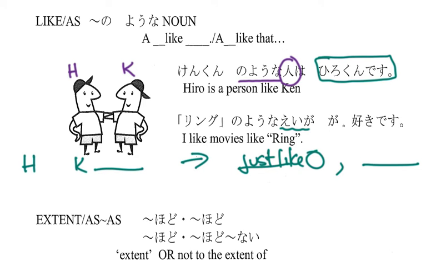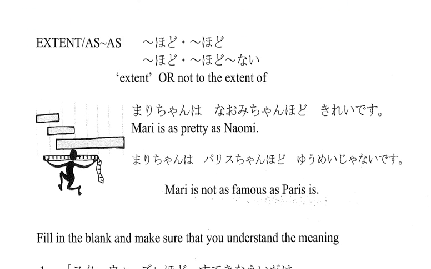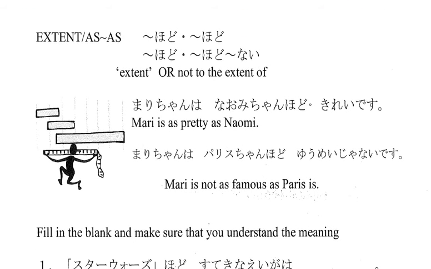Ring no yo na eiga ga daisuki desu, or ga suki desu. So no yo na, a thing like someone else. The other one that we have seen before is when we talked about hodo. And hodo was something to the extent, and we saw it when we were doing comparisons, and we talked about some kind of quality that someone had, and we measured it, and then we took an item and we see if it measured up to that quality. So we are measuring how much of a quality something has compared to something else.